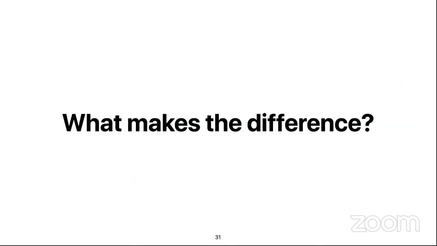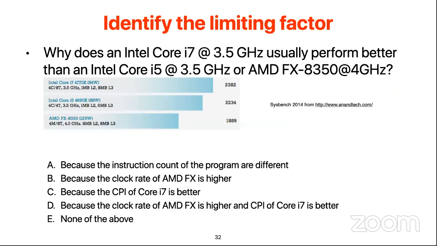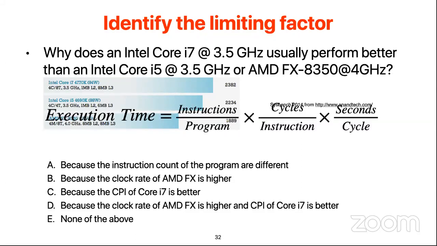So what makes the difference? That's another thing, right? By knowing the performance equation, it's important for us to identify the limiting factor in your execution time. And again, execution time is determined by instruction count per program, cycles per instruction, and the cycle time.